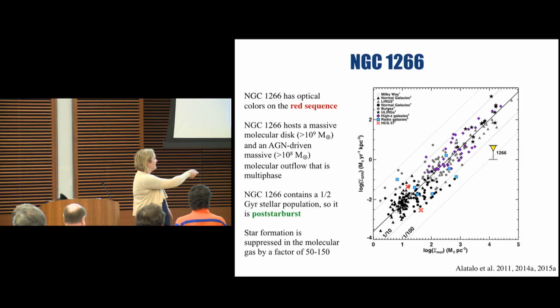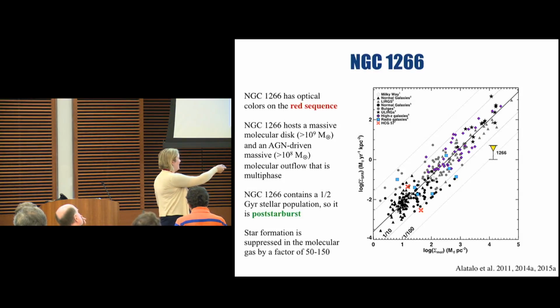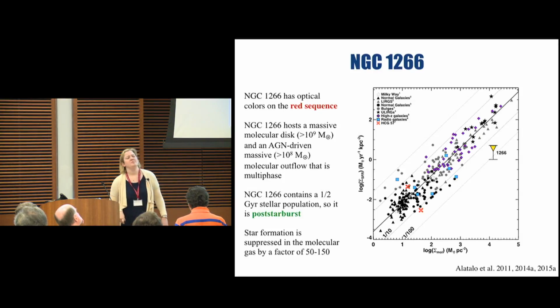NGC 1266, unlike the early types, which are inefficient by a factor of 2 or 3, is inefficient by a factor of 50 to 100. So it's really far off of the relationship.